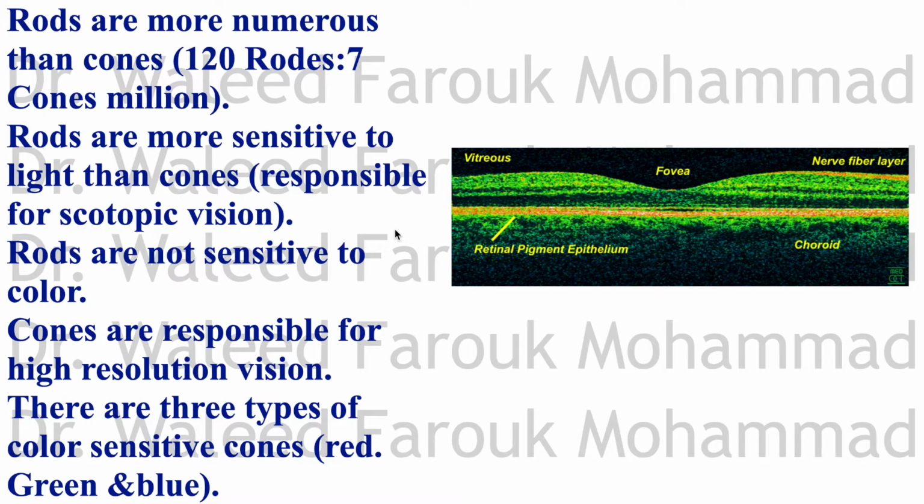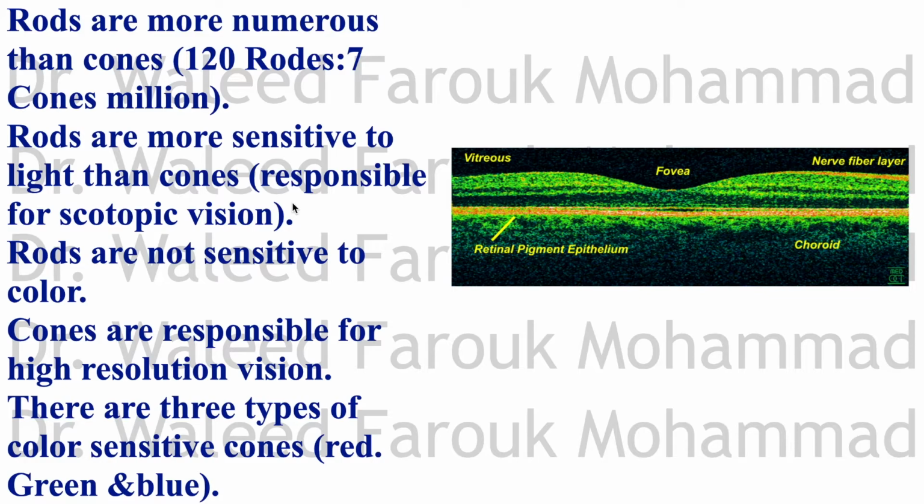Although rods are more numerous than cones, 120 million rods for every 7 million cones, rods are more sensitive to light. Don't confuse that they must be in the fovea. No. Rods are more sensitive to light, meaning light and dark, more sensitive than cones. But they are not sensitive to color. Okay?